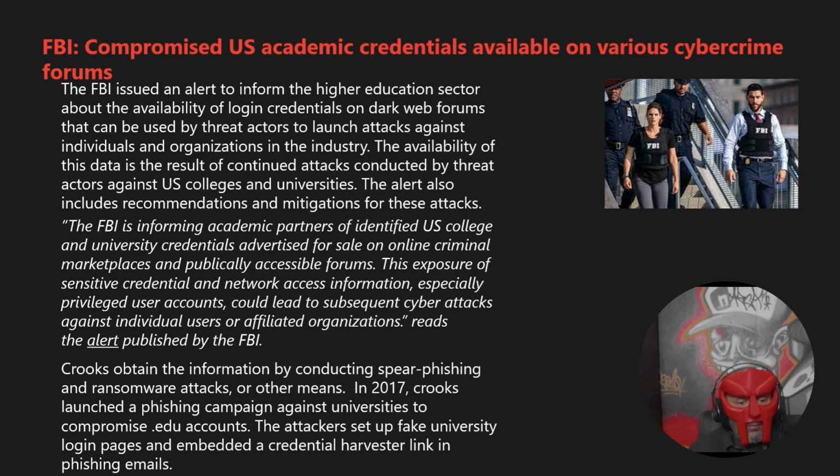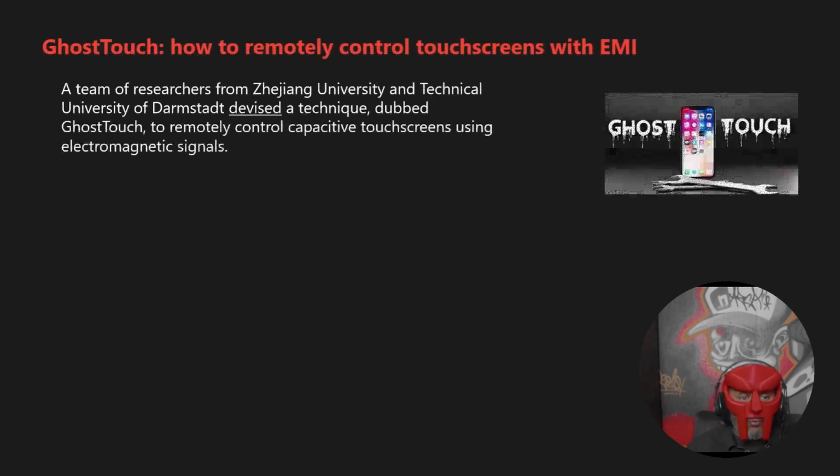Crooks obtain the information by conducting spear phishing and ransomware attacks or other means. In 2017, crooks launched a phishing campaign against universities to compromise .edu accounts. The attackers set up fake university login pages and embedded a credential harvester link in phishing emails. In May 2021, over 36,000 email and password combinations for .edu email accounts were offered for sale on a publicly available instant messaging platform. Recently, in January 2022, threat actors had been observed offering for sale network and VPN access credentials belonging to U.S.-based universities and colleges on Russian cybercrime forums.